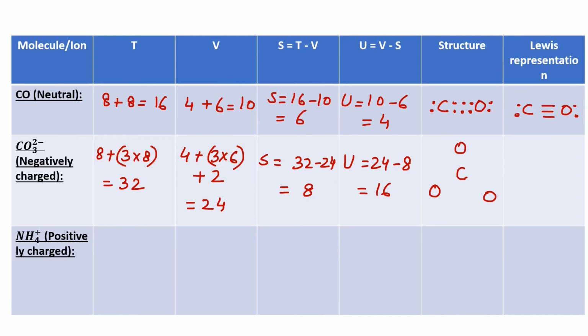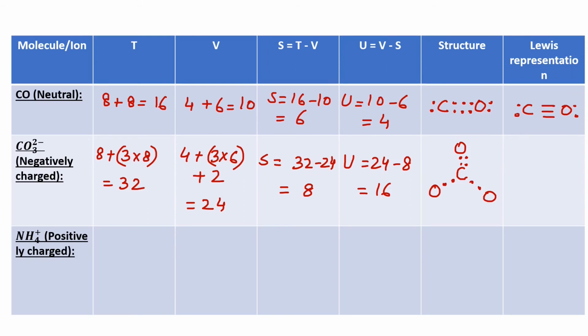So it means that first we will put 2 electrons between each carbon and oxygen, and then 2 more electrons are remaining. So what we will do is we will put 2 more electrons on 1 oxygen. Now here in total we can see that there are 8 shared electrons.